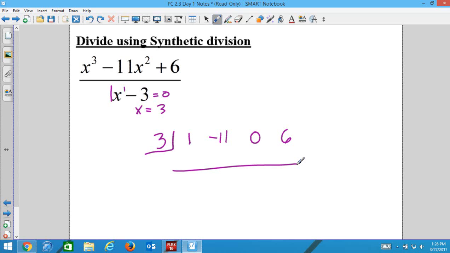So we're going to bring down the 1 always, whatever's first. It's not always a 1. So you bring down the first number. Then we multiply 1 times 3 and put it under negative 11. And then we add them, negative 8. Then we multiply negative 8 times 3, we put it under 0, and we add them, negative 24. We multiply negative 24 times 3, we put it under 6, and we add it, negative 66.